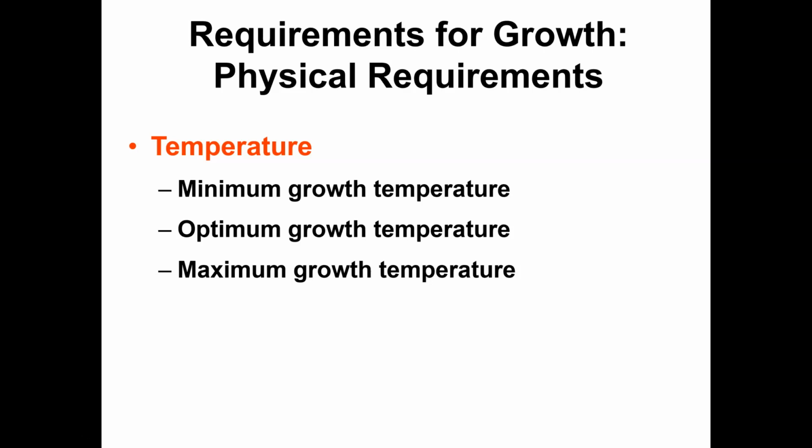Okay, so the first physical requirement I like to talk about is temperature. So folks, I would argue that every organism has a well-defined temperature range in which it will grow. Right? We have a maximum temperature we can tolerate. We have a minimum temperature we can tolerate. And somewhere in the middle is that sweet spot, that optimal temperature that we work best at. Okay, that's every organism. Every cell has that well-defined temperature range.